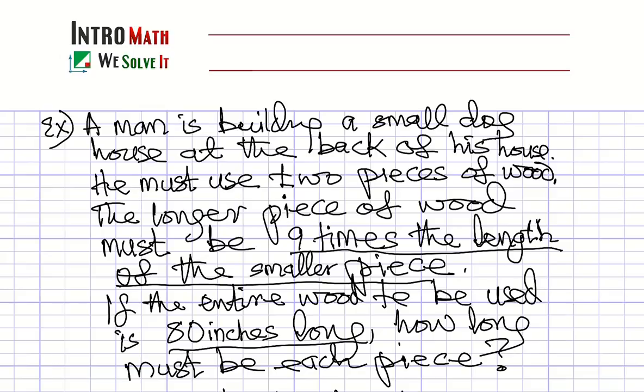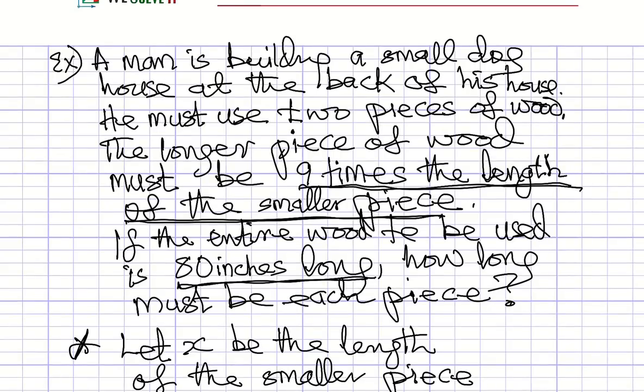Okay, so you gotta read the problem. Don't let the words confuse you. A bunch of words, man. So you see, I tried to understand it by circling that. Alright, so I said let x be the length of the smaller piece, right? Because we're given that the longer piece is 9 times the length of the smaller piece. We're given that information there. 9 times the smaller piece, right?